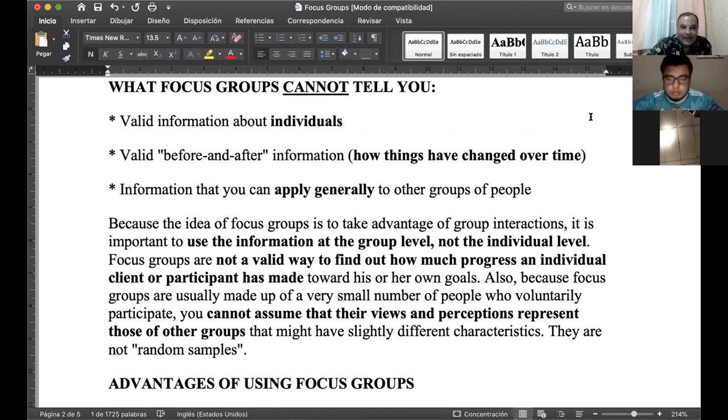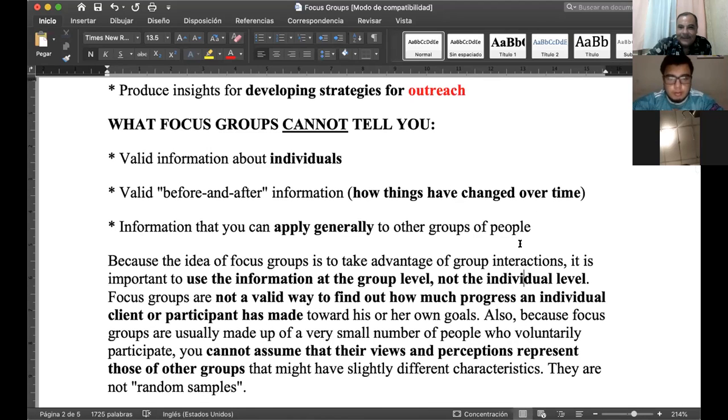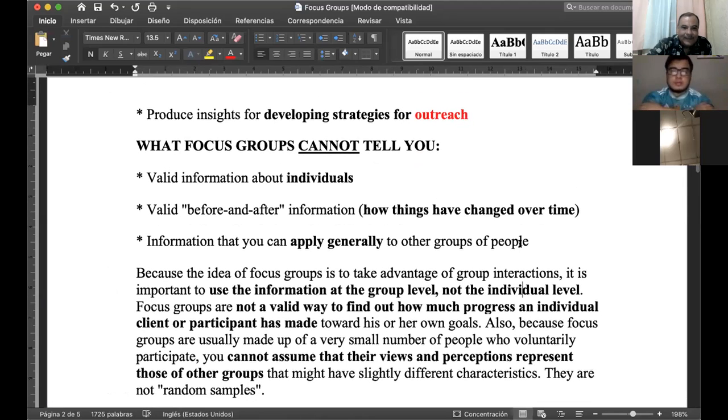Oscar. Tell me. Okay, I think this group is giving us important information. One of the important pieces of information is that we can prepare new strategies.